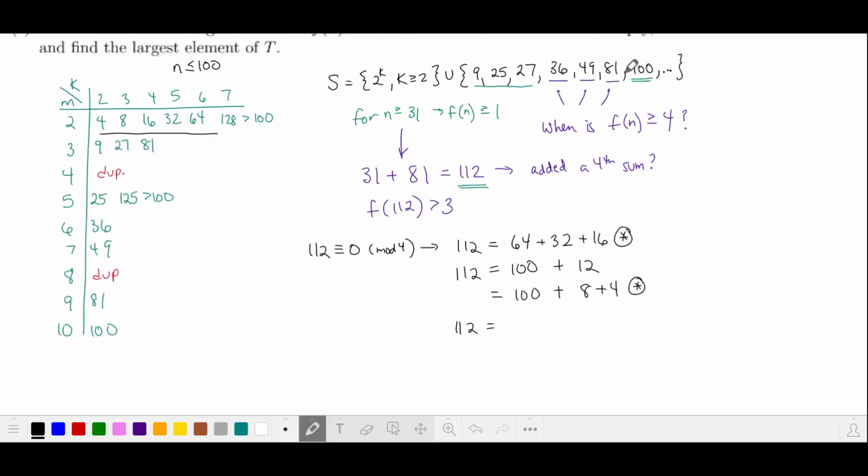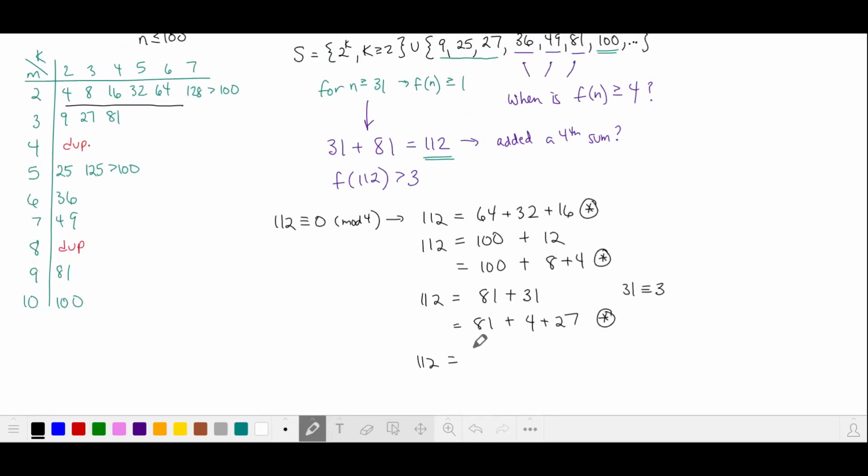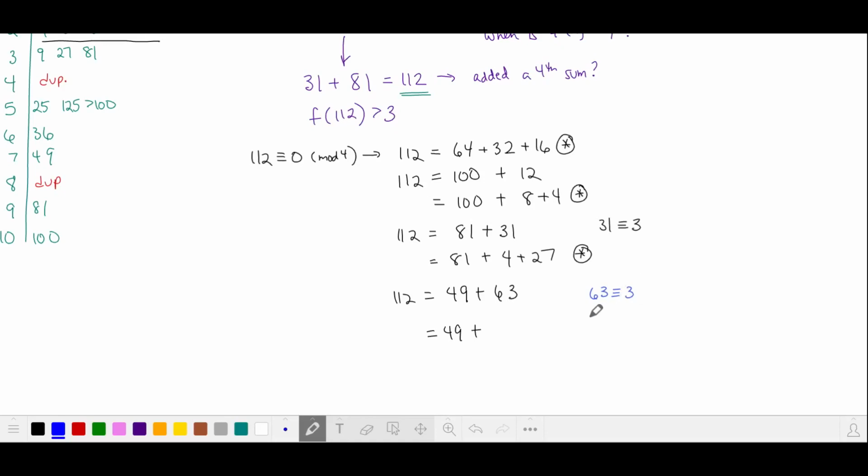Let's now write 112 as the sum of 81 and something else. That's 31. And we showed earlier that since 31 is equivalent to 3, we can write it as the sum of 4 and 27. That's our third solution. Let's subtract 49, and we're left with 63. 63 is equivalent to 3, so we'll write this as the sum of 27 and 36.